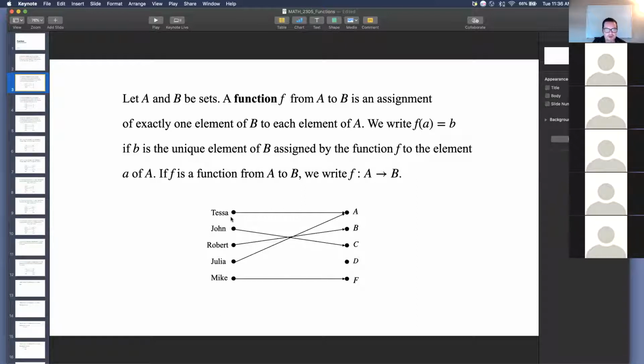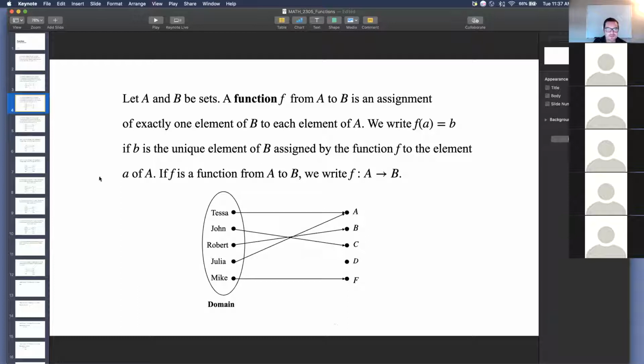So consider this relationship here. Our set A would consist of the names Tessa, John, Robert, Julia, and Mike. And then our set B will consist of the letters A, B, C, D, and F. So this is like an assignment of possible grade letters on an exam to students. So the set A in this case is called the domain. Most of you could have probably guessed that.